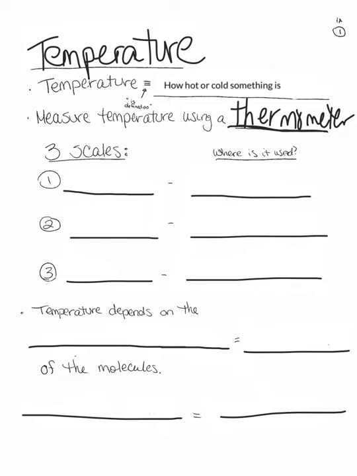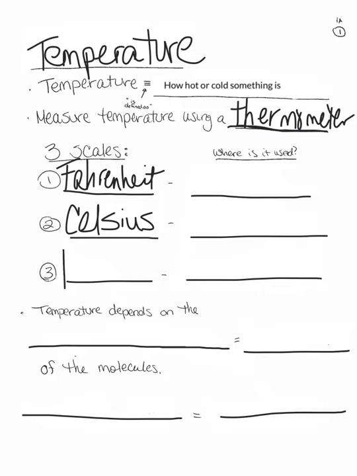So the first one is when I ask what's the temperature outside, you generally answer me in Fahrenheit, right? And if you go to England, they'll answer you in Celsius, right? So Celsius is sometimes also called centigrade. And finally, the last scale that we use for temperature is called Kelvin.